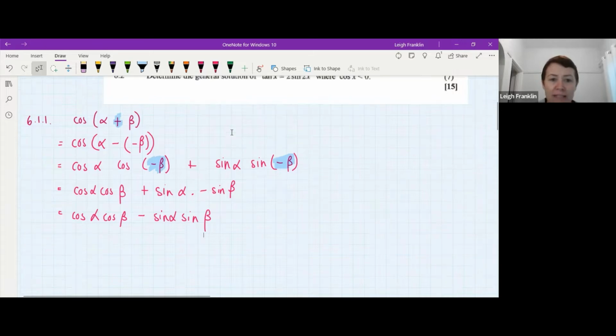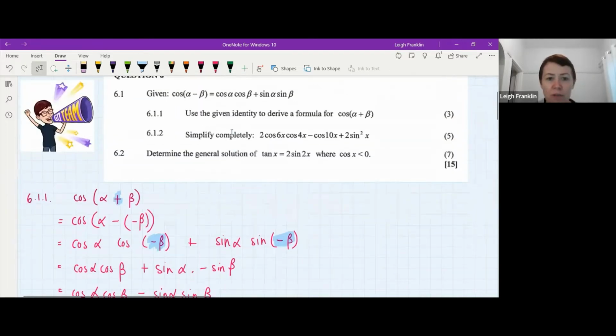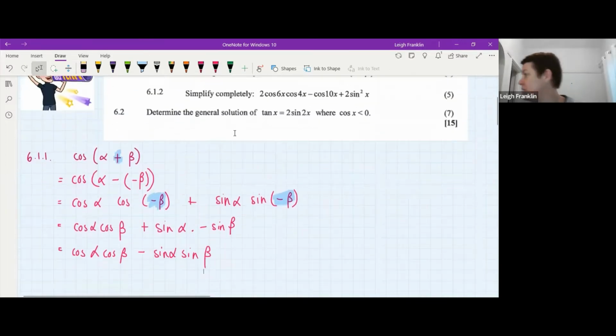Have you guys seen this at school? Have your teachers shown you these derivations? Okay, so Morongo, are you saying yes? Okay. Is it making sense? Do you have any questions?